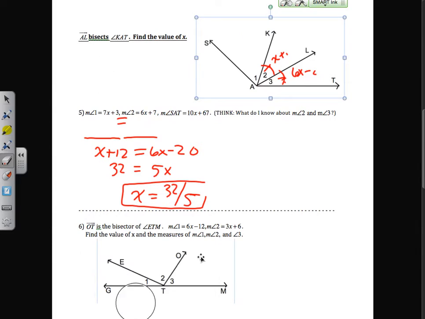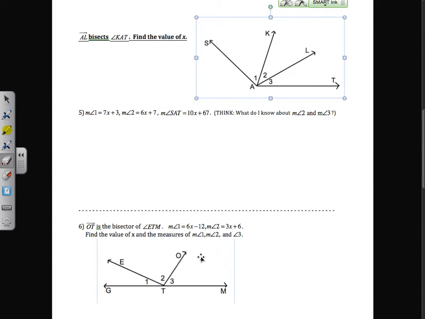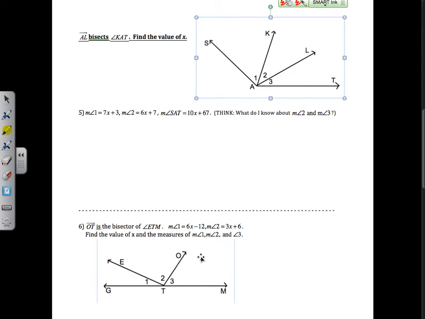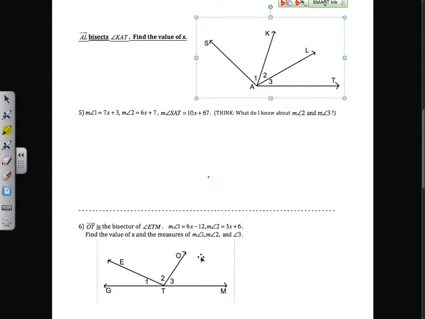Oh, I guess we redrew the diagram here. So same diagram, different info. Measure of angle 1. So this is still a bisector. So let me just mark that that's a bisector. These two things are congruent. Their measurements should be equal. So the measure of angle 1 is 7x plus 3. The measure of angle 2 is 6x plus 7.